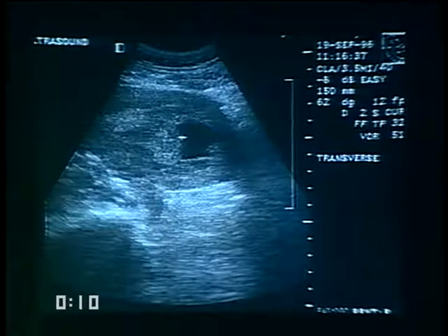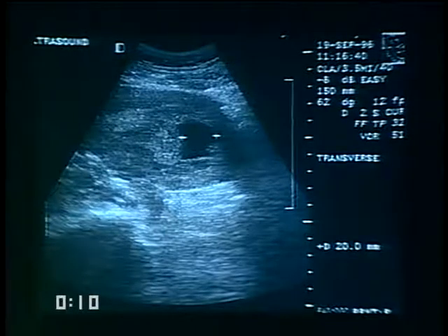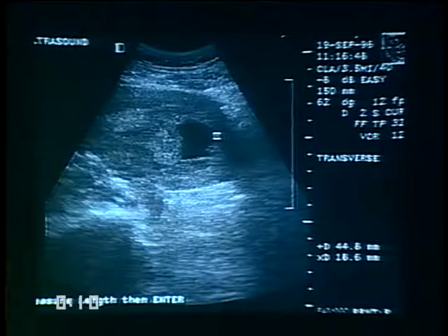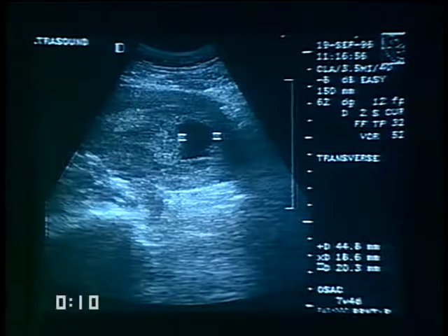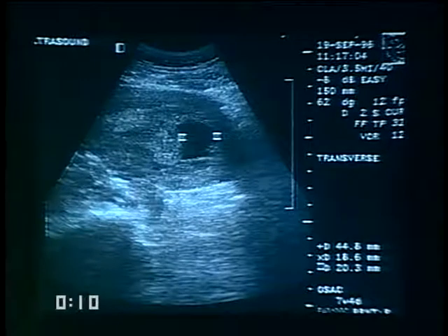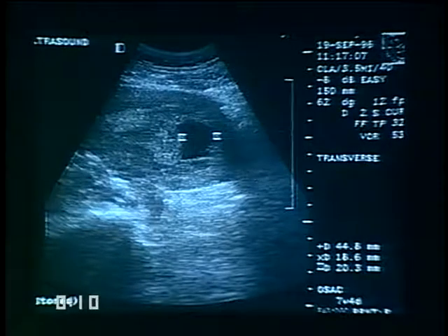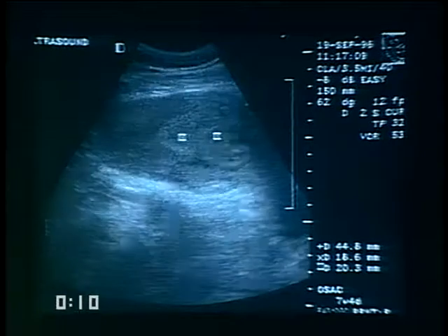And this is a young woman with a positive pregnancy test. That says 20. And the next one, I think, says 18.6. Now it says 20. And if it's a gestational sac, it's over 7 weeks size. So that was an example of a blighted ovum.